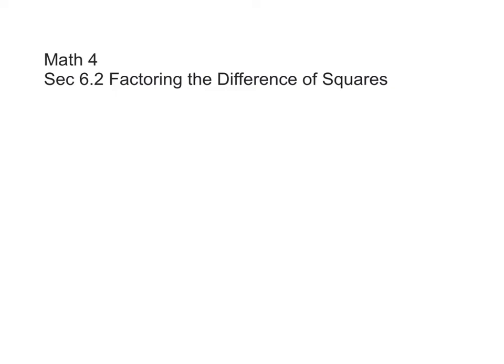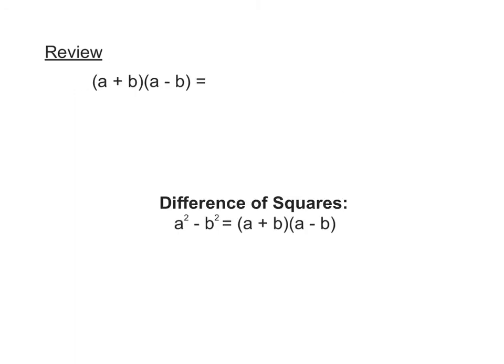This lesson looks at a special type of factoring called the difference of squares. Before we actually look at this, I want to review the product of two binomials and specifically how to expand it with the FOIL process. So let's look at a plus b, a minus b.